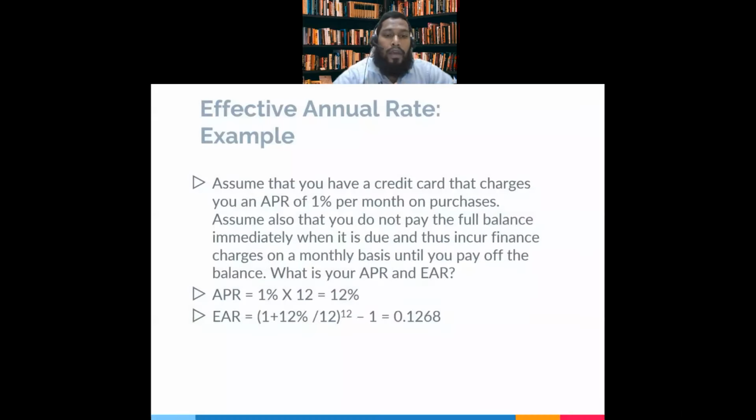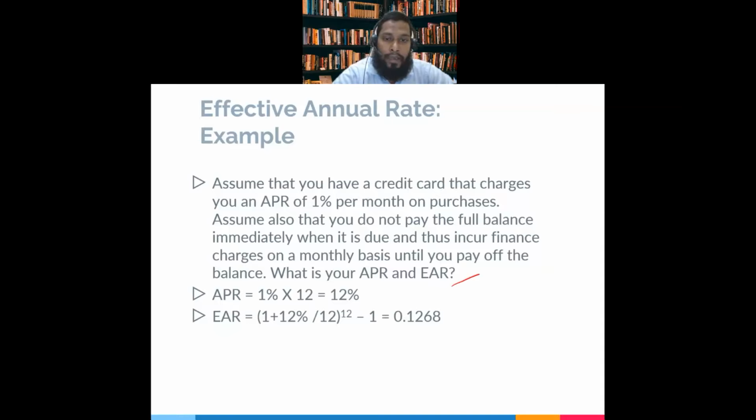So here I'm giving you an example from a credit card. Usually credit cards will charge a monthly interest, right? So assume that you have a credit card that charges you an APR, meaning annual percentage rate, of 1% per month on purchases. Also assume that you do not pay the full balance immediately when it is due, and thus incur finance charges on a monthly basis until you pay off the balance. So what is your APR and EAR?